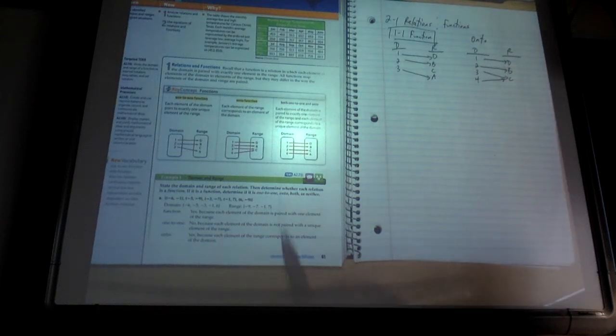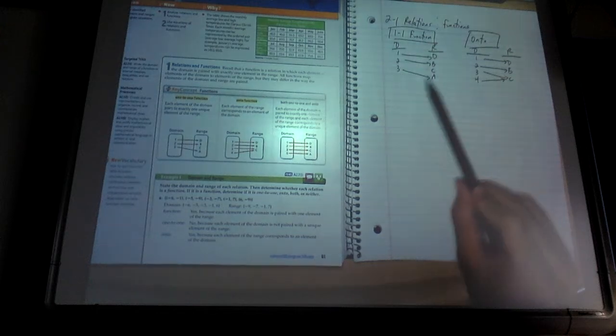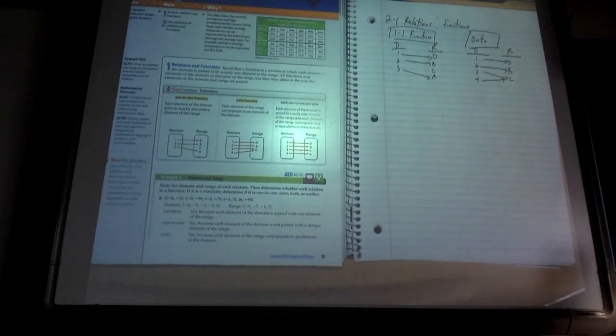So what onto means is each element of the range corresponds to an element in the domain, or all the ranges are used. This makes an onto function. You're like, well, I don't understand. Well, look back at the first one. See how in the range we had this element C that wasn't used? So this is not onto. This one is onto, because each range value was used or corresponded with an element of the domain.